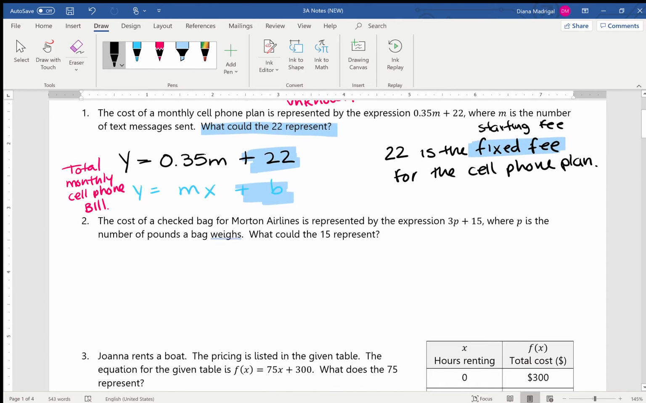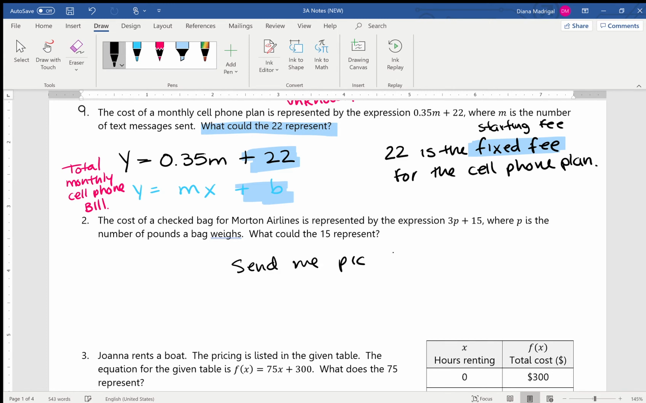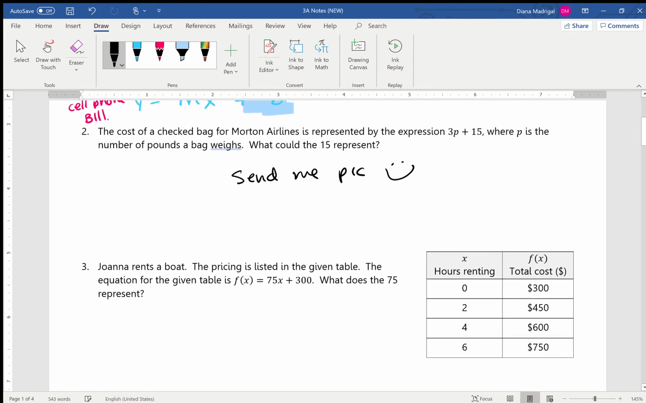You are trying question number 2. Again, be careful on how to explain it. I am looking specifically for fixed fee. Every time we're talking about a y-intercept, I should have the explanations with a fixed fee, starting fee. It is the starting of something. So you are trying number 2, and you are sending me a picture if you want me to check your work.